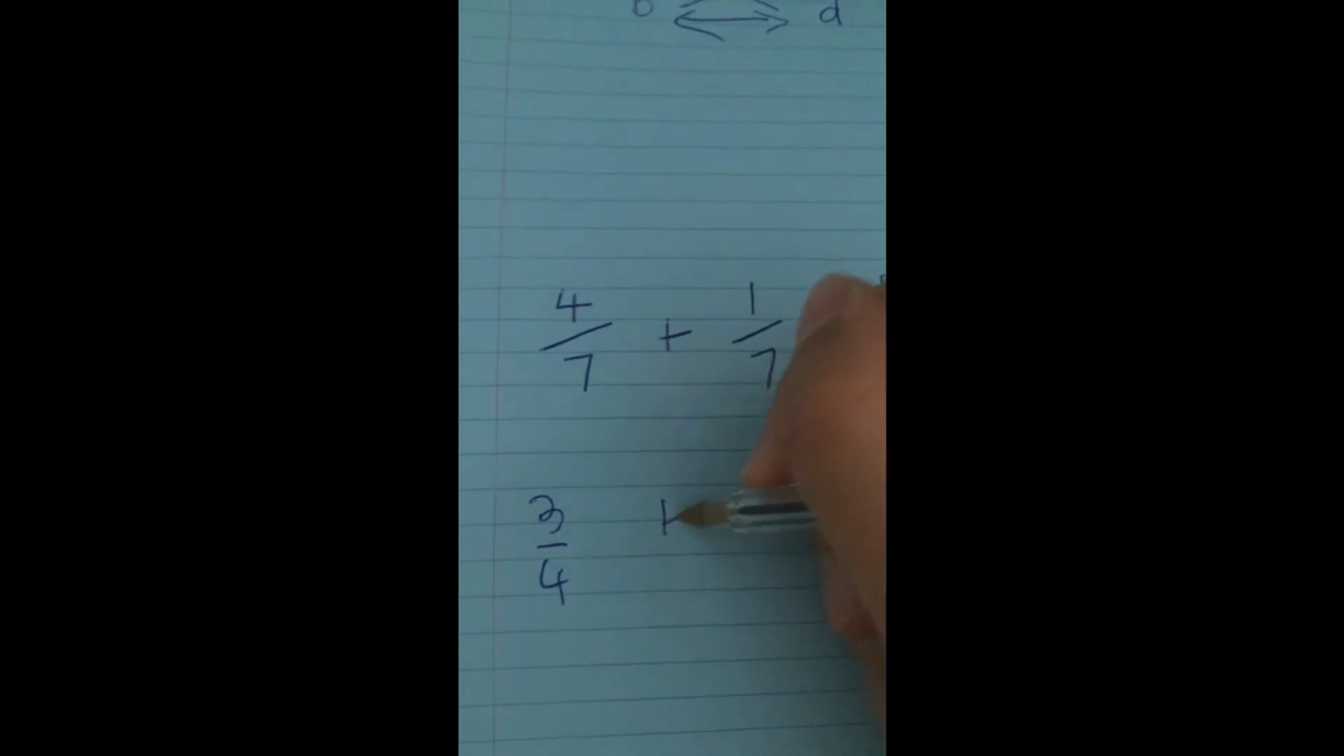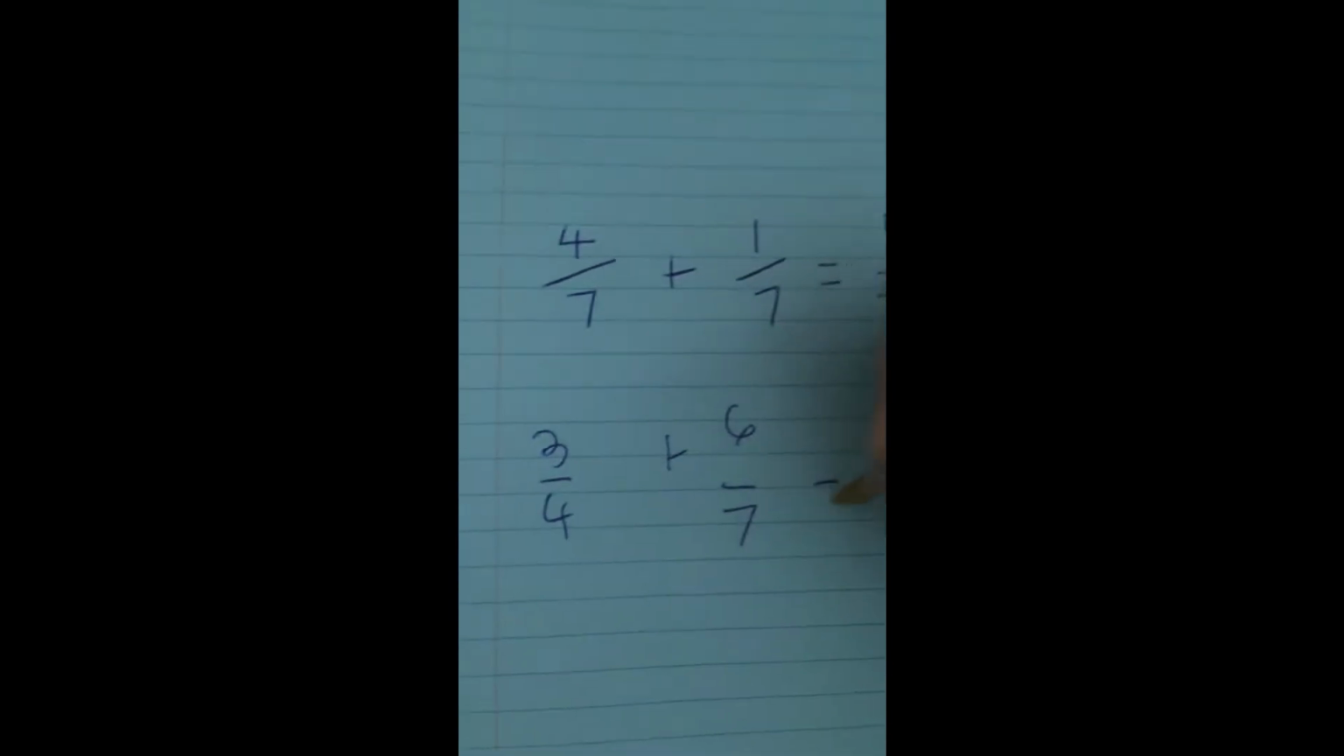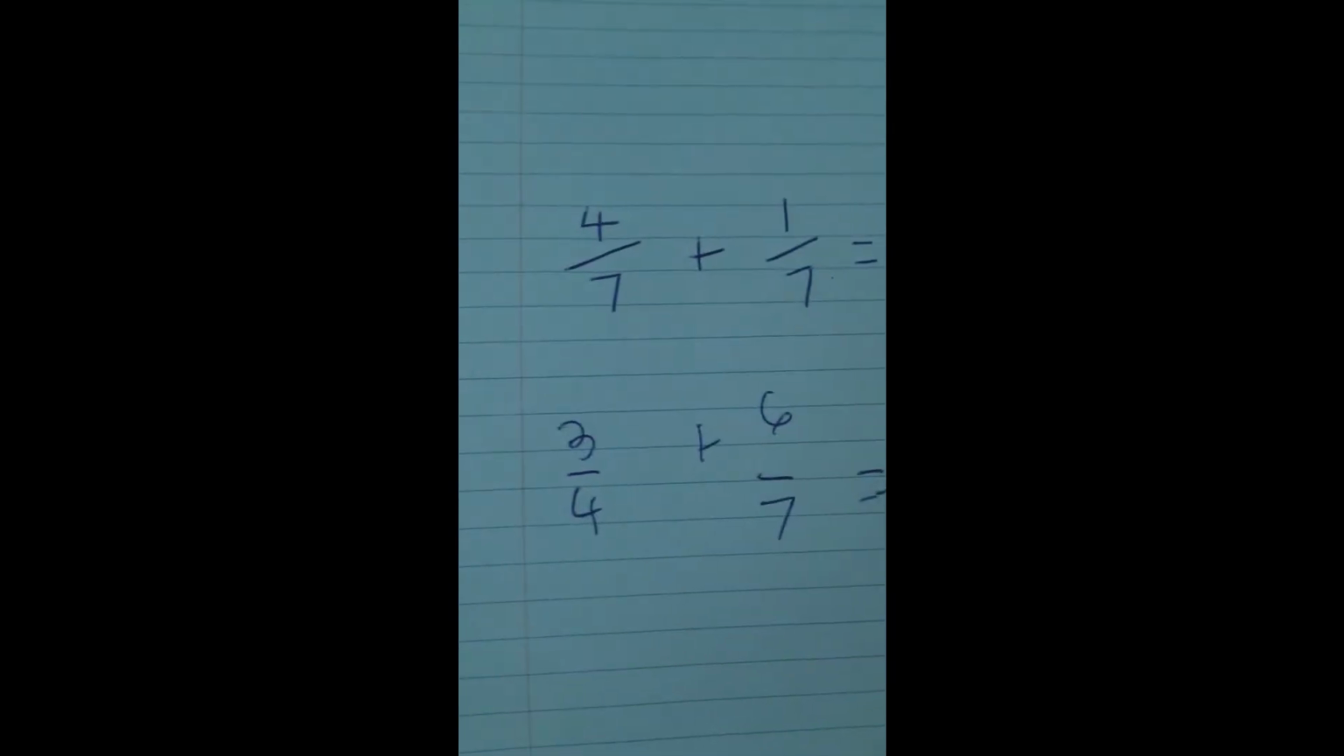But say we had something like 3 over 4 plus 6 over 7. It doesn't equal 9 over whatever you want it to be on the bottom, because they're not the same denominator. That's where this formula up here comes in handy.